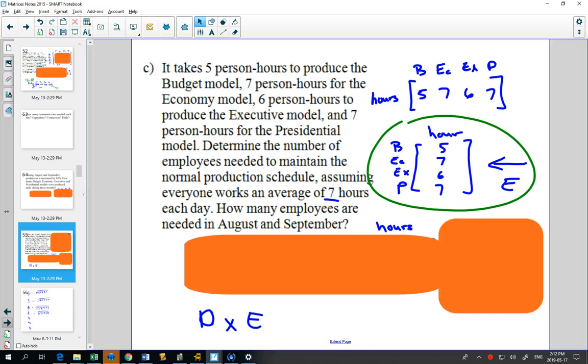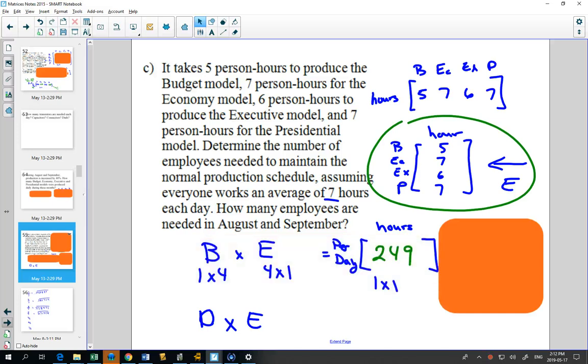If I want to figure out how many hours in total, I have to think of my matrix multiplication. What am I going to multiply this matrix by? I need to multiply the matrix by matrix B. Matrix B was a 1 by 4 with a beep right here. And E was a 4 by 1 with a beep right here. So I need my beep to be my rows. If I do that, it comes out to my B was per day, my E was hours. All of a sudden, I've got how many hours per day I need.